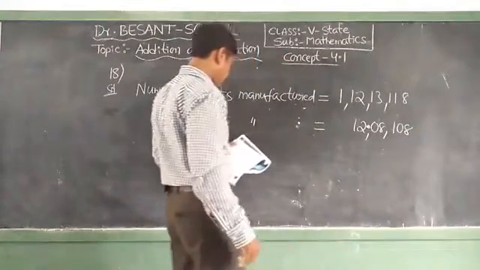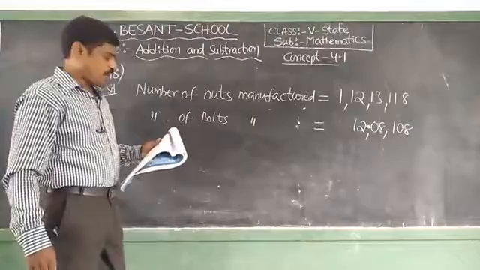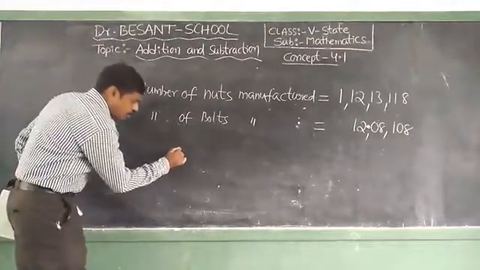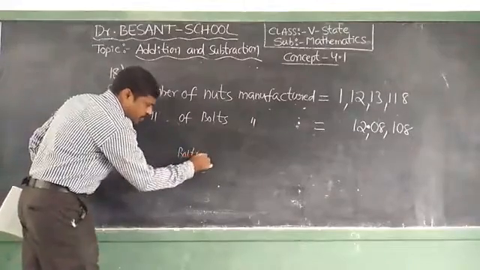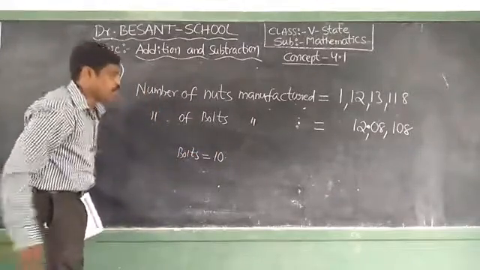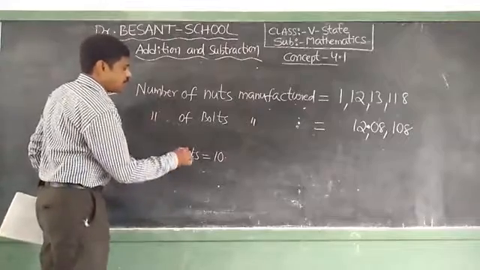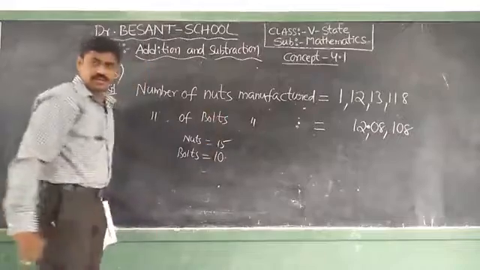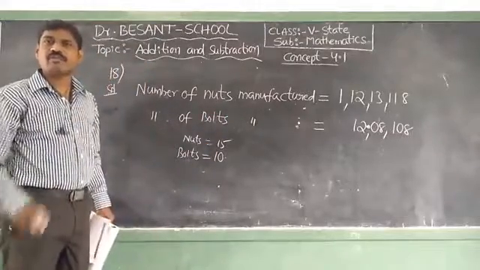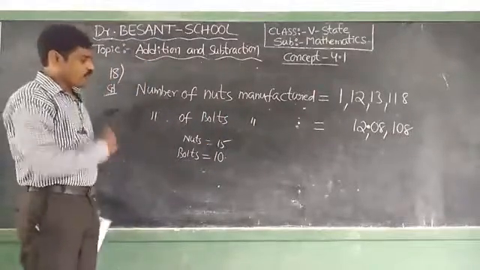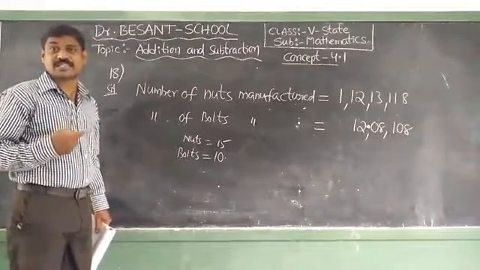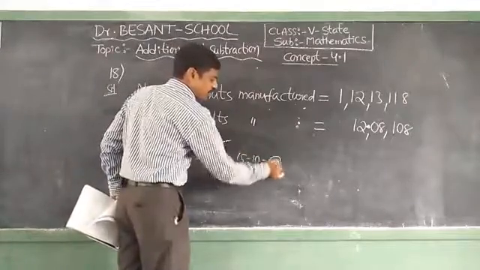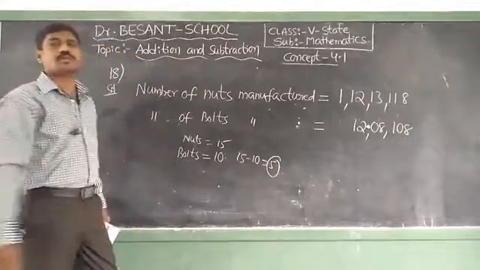Okay, therefore how many more? Suppose number of bolts is 10, number of nuts 15, then how many more? What we have to do? Just 5 more. How can we say this 5 more? We just have to subtract: 15 minus 10 is equal to 5. 5 nuts, 5 more than bolts.